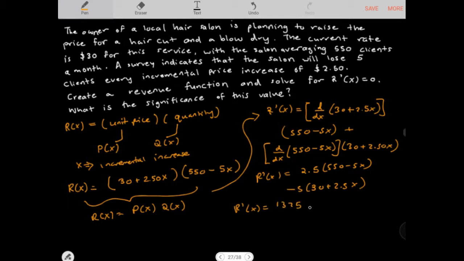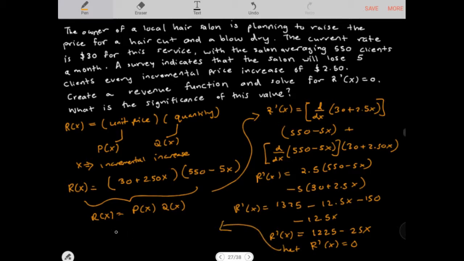If you punch all of this out, you'll get 1375 minus 2.5 times 5, 12.5x, minus 150 minus 12.5x again. So R prime of x is equal to, if I combine this together, 1375 minus 150, 1225 minus 25x. Then what I want to do here, according to the question, is let R prime of x equal 0. And there's going to be significance associated with this. I'm just going to do that out here.